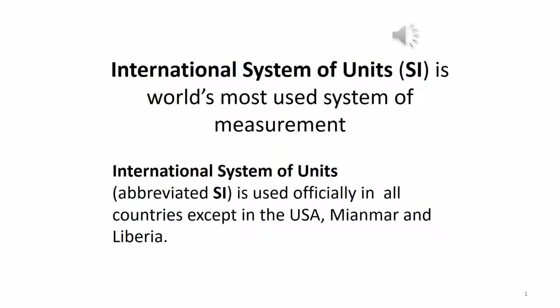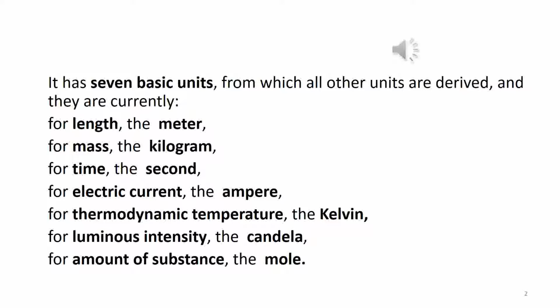International System of Units SI is world's most used system of measurement. International System of Units is used officially in all countries except in the USA, Myanmar, former Burma, and Liberia. It has 7 basic units from which all other units are derived, and they are currently: for length, the meter; for mass, the kilogram; for time, the second; for electric current, the ampere; for thermodynamic temperature, the Kelvin; for luminous intensity, the candela; for amount of substance, the mole.